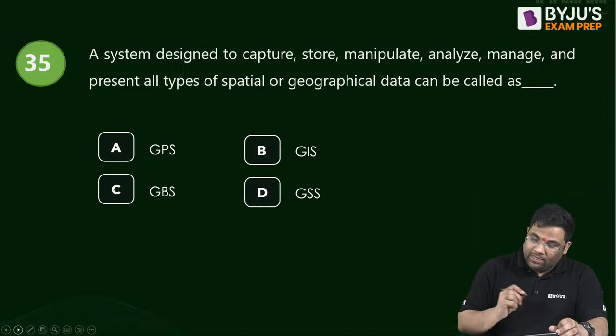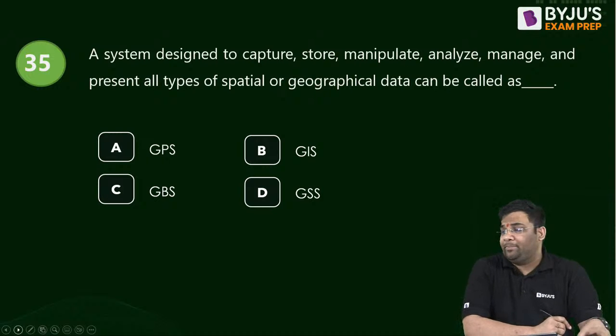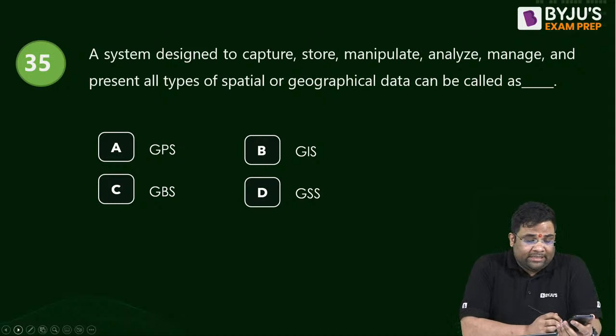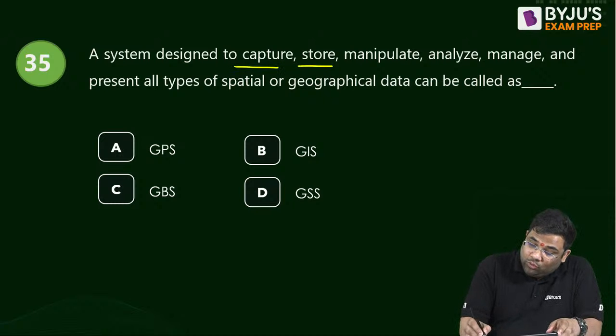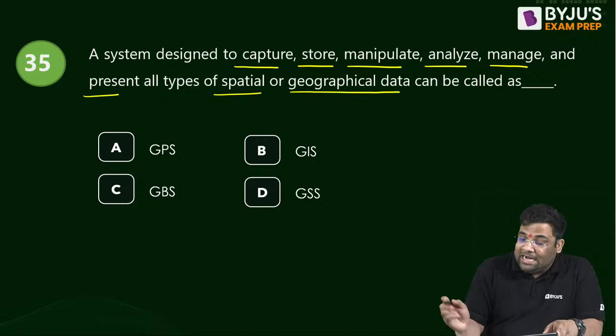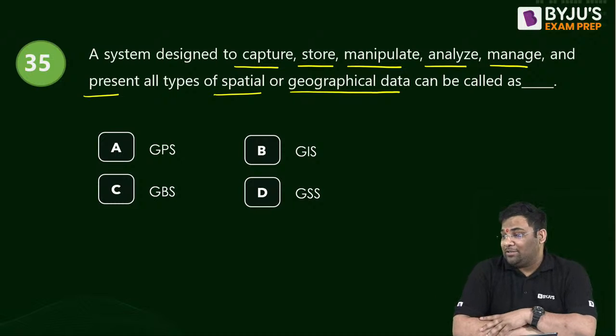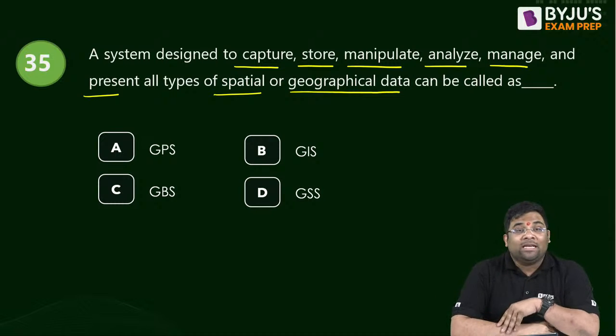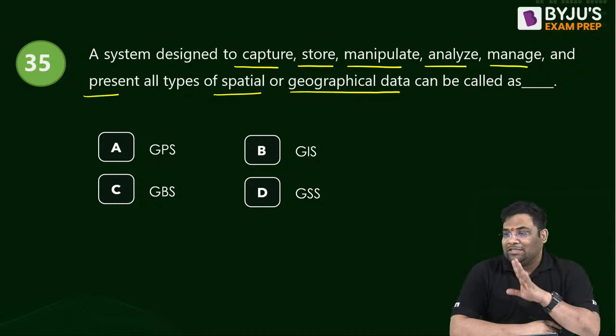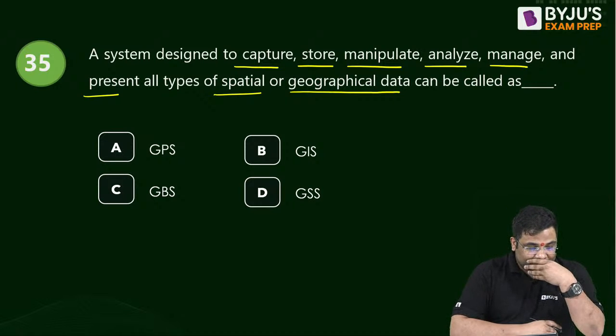Next question, 34, 35th. Some questions on GPS, GIS also. A system designed to capture, store, manipulate, analyze, manage, and present all types of spatial and geographical data can be called as what? Normally confusion happens between two things only. So what is the right answer to this? Tell me.